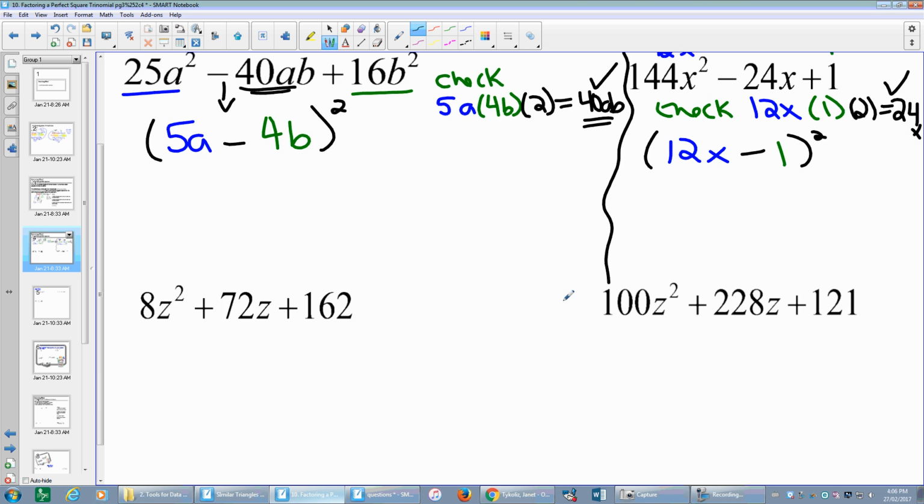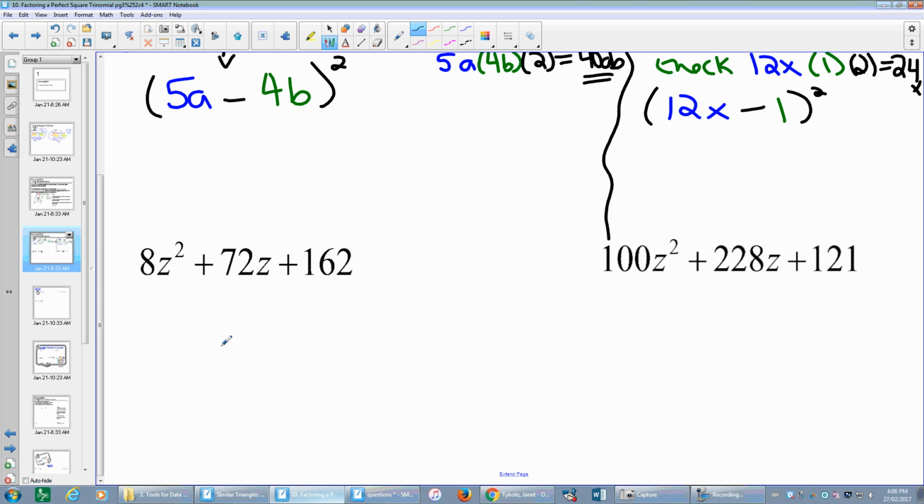And that's the final answer. Now for this next one here, if I take the square root of the first one, I don't get a nice number, so I can't really use my trick. But if I look here, these are really big numbers. Can I common factor anything out? Well, it turns out we can.